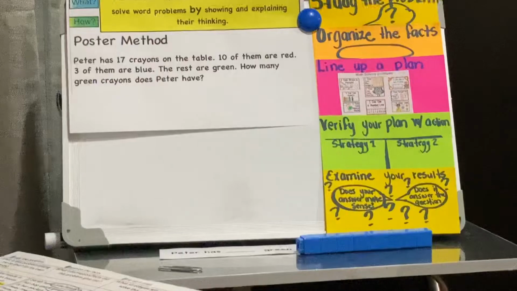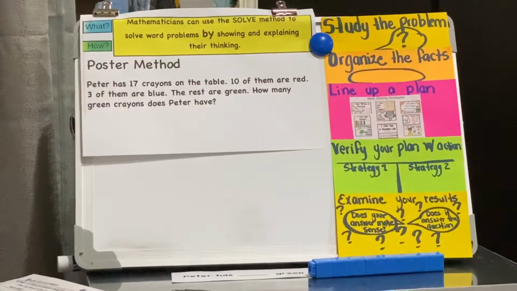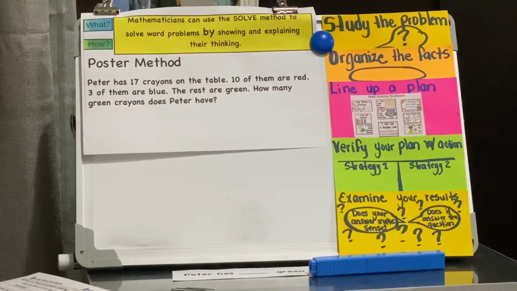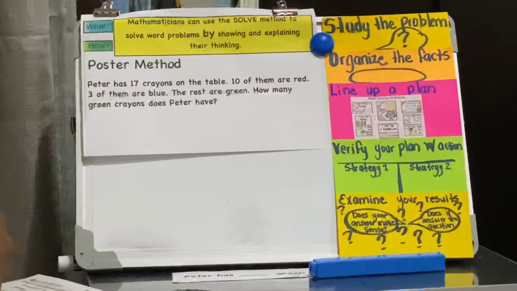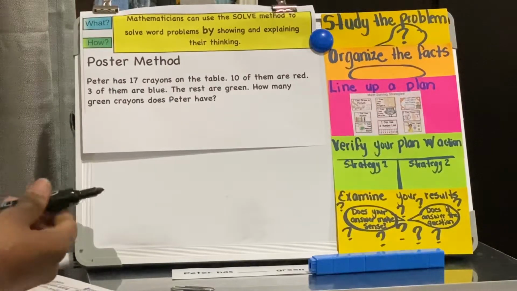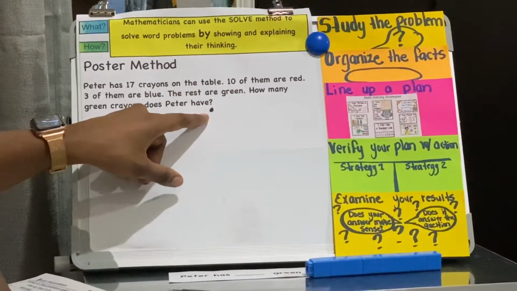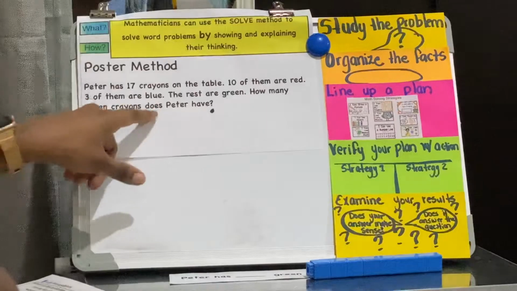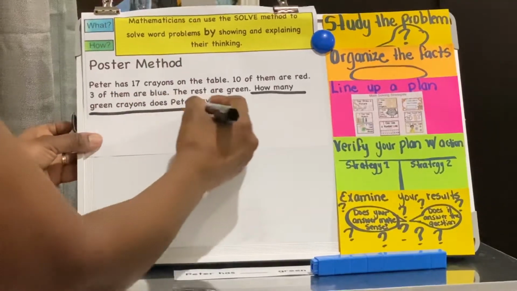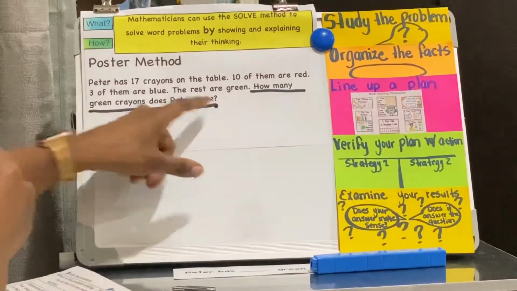What is this problem asking me to find? You can turn and talk to someone at home. Or if you don't have anyone, you can think to yourself. Remember, you can pause the video whenever you need to. So what is this problem asking me to find? If you're having problems finding the question, you can simply look for the question mark. How many green crayons does Peter have? Remember to underline the question. So this problem is asking me to find how many green crayons Peter has.